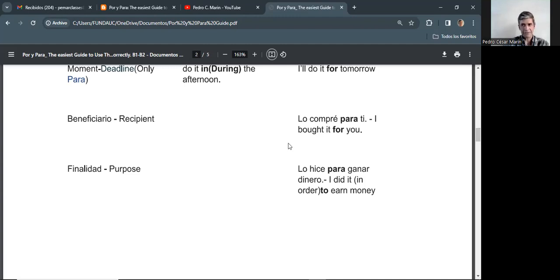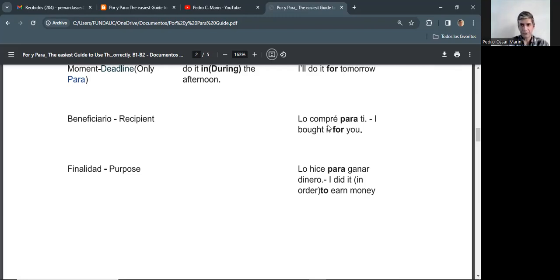Now, remember the first example that I told you, the recipient. Lo compré para ti, the present that I bought for my wife. I bought it for you, to give it to you. And here's what I told you, that sometimes the reason might be on the same dish, so it will be hard to understand the difference.